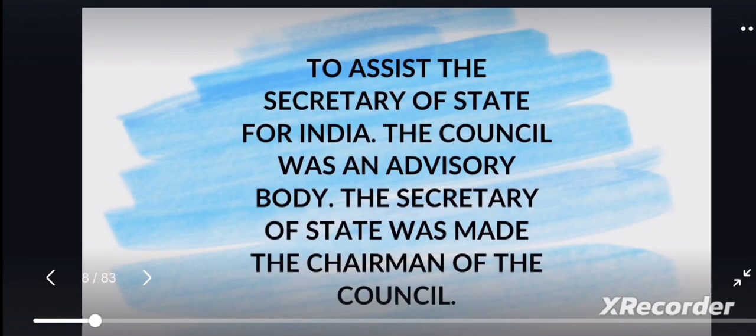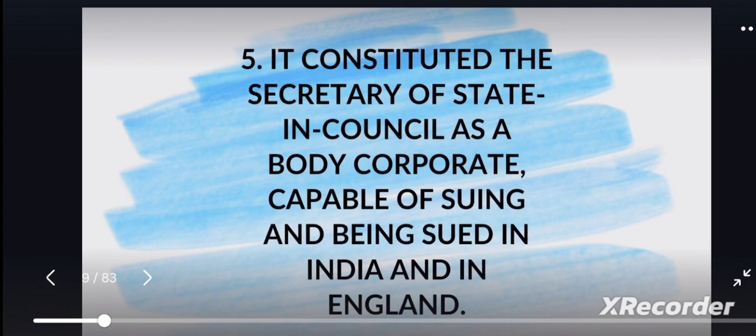It established a 50-member Council of India to assist the Secretary of State for India. The Council was an advisory body. The Secretary of State was made the Chairman of the Council. It constituted the Secretary of State in Council as a body corporate capable of suing and being sued in India and in England.